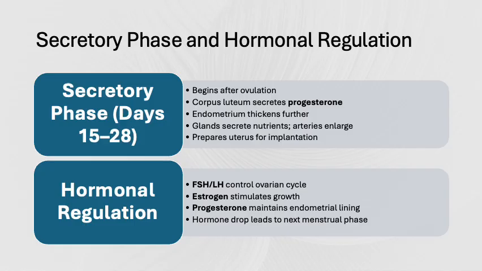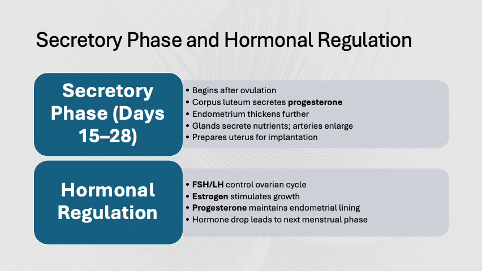After ovulation, the secretory phase begins. The ruptured follicle transforms into the corpus luteum, which secretes large amounts of progesterone and some estrogen. These hormones cause the endometrium to reach peak thickness, with coiled glands secreting glycogen-rich fluid and spiral arteries becoming more prominent. This environment is ideal for implantation if fertilization occurs.